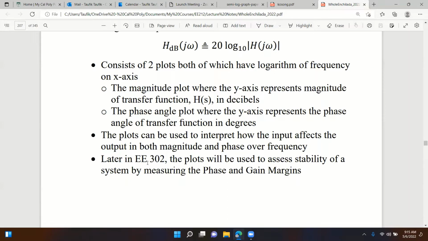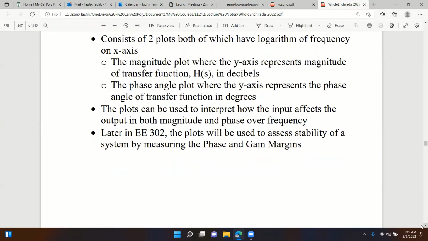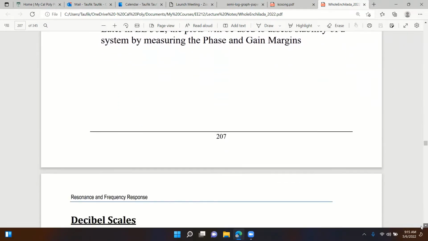The plots can be used to interpret how the input affects the output in both magnitude and phase over frequency. Later in a follow-up class, if you decide to take it, the plots will be used to assess stability of a system by measuring the phase and gain margin. For this class, you're going to learn how to sketch the plots. But if you are interested in control systems, later on you could take a class and learn how to make use of the plots to assess stability of the system.